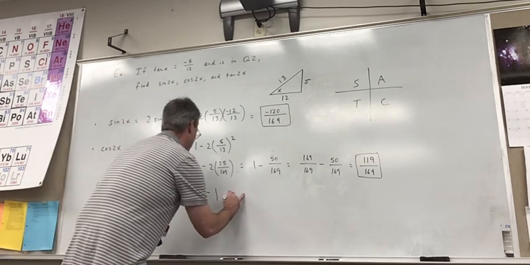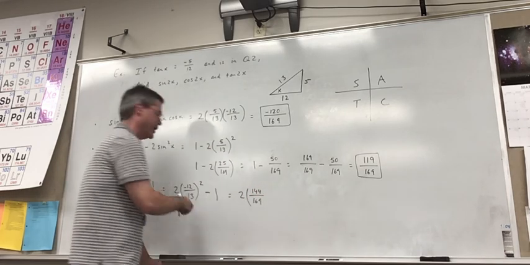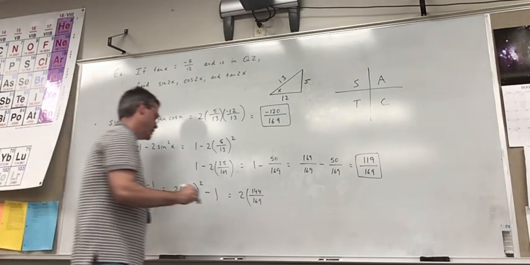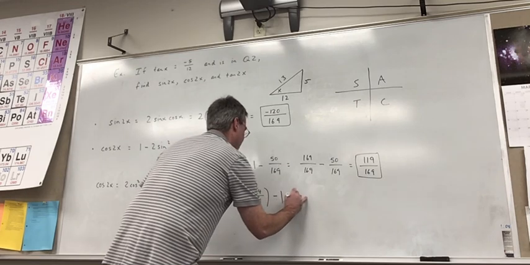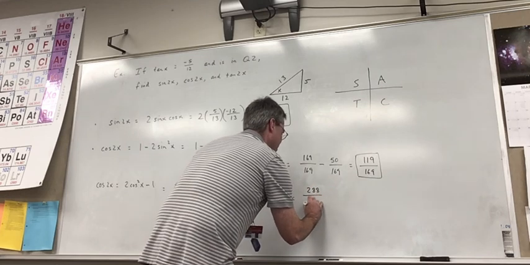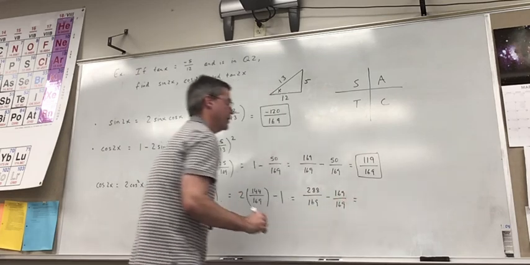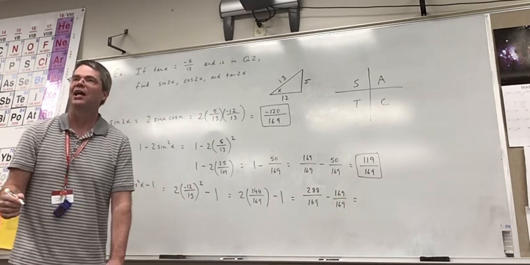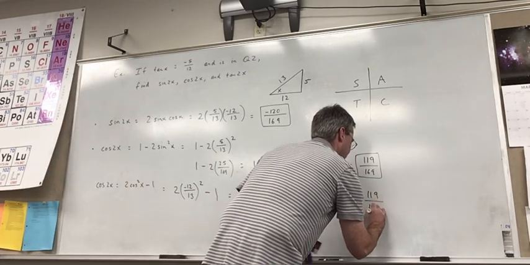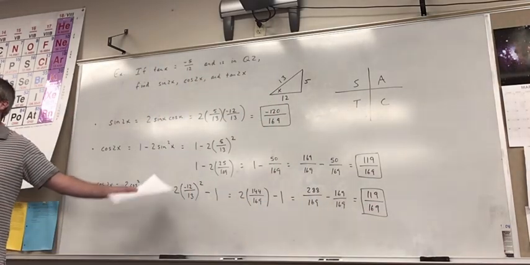Okay, so that's going to be 2 times 144 over 169. And you can use your calculator if you don't like squaring 12 and squaring 13. You don't have all that in your head. Use your calculator to do it. Minus 1. That's going to be 288 over 169 minus 169 over 169. 288 minus 169, you might be shocked to know, is 119. So, they didn't lie.